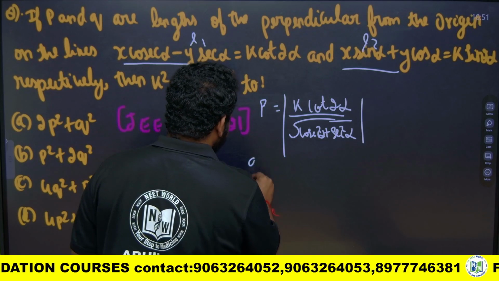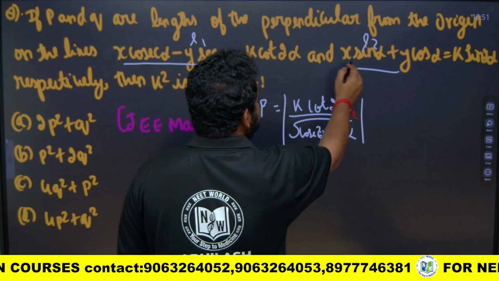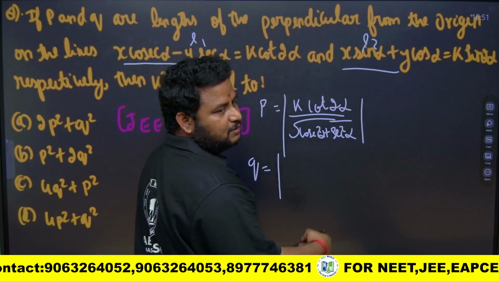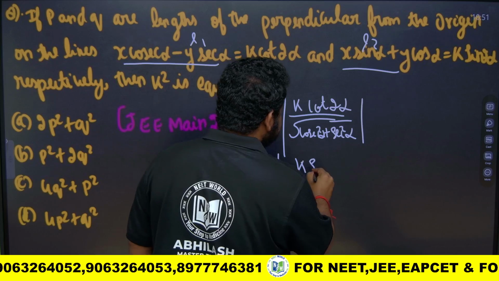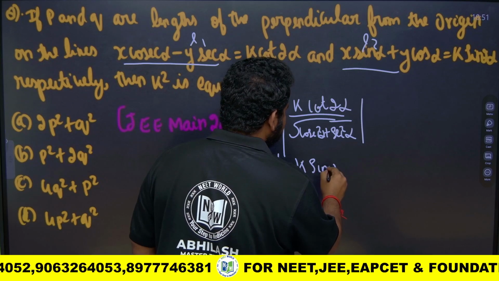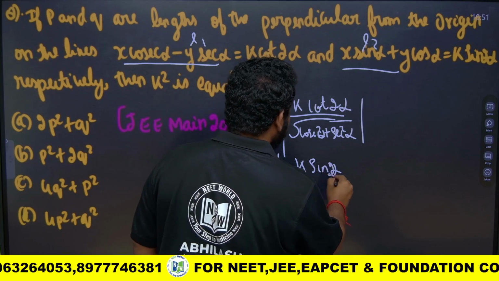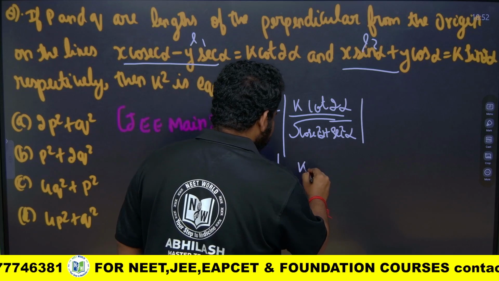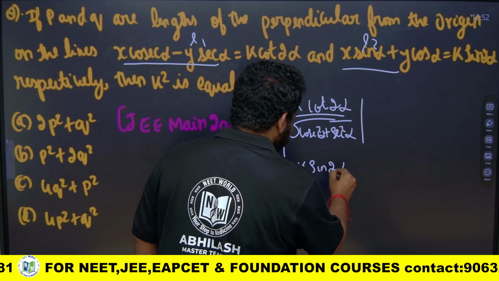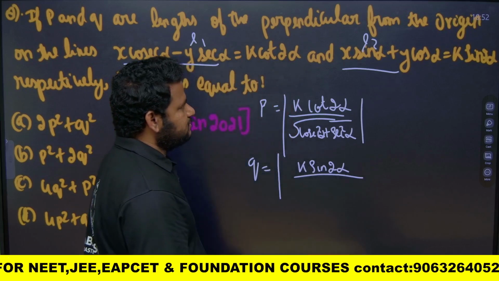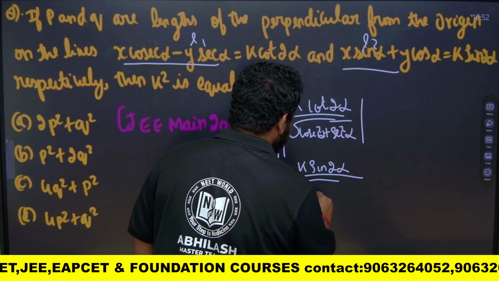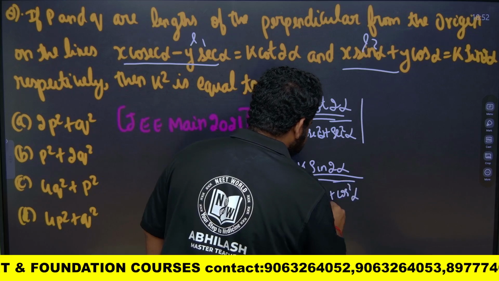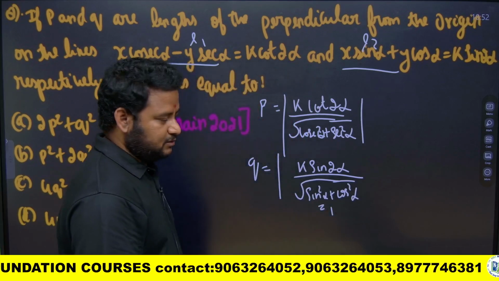What about the distance Q? Q is the distance from this line L2. Here also it is from the origin. Origin means x will become 0, y will become 0. I will be left with only the constant, that will become k sin 2 alpha, divided by square root of a square plus b square, that is square root of sin square alpha plus cos square alpha. This value is nothing but equal to 1, this denominator.